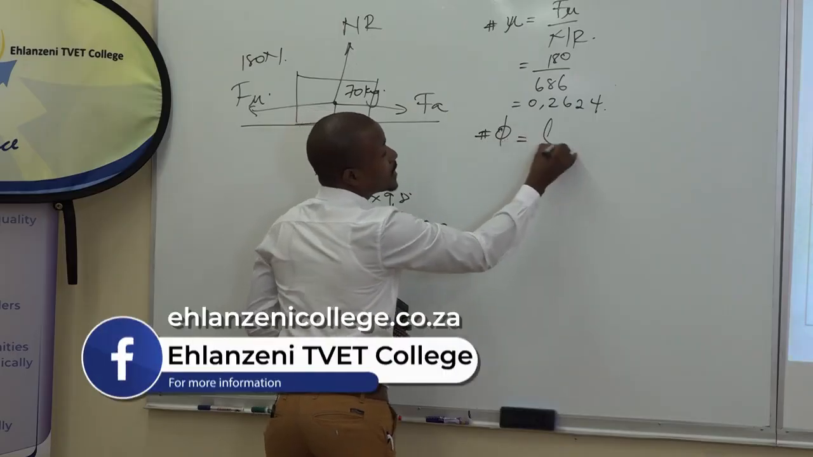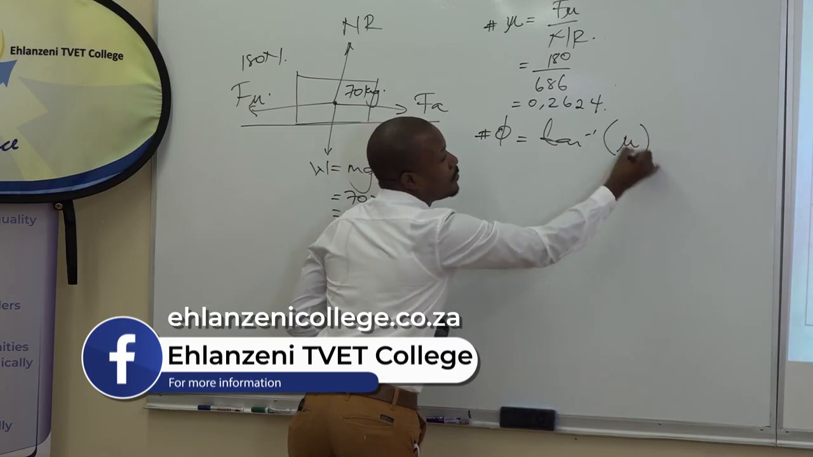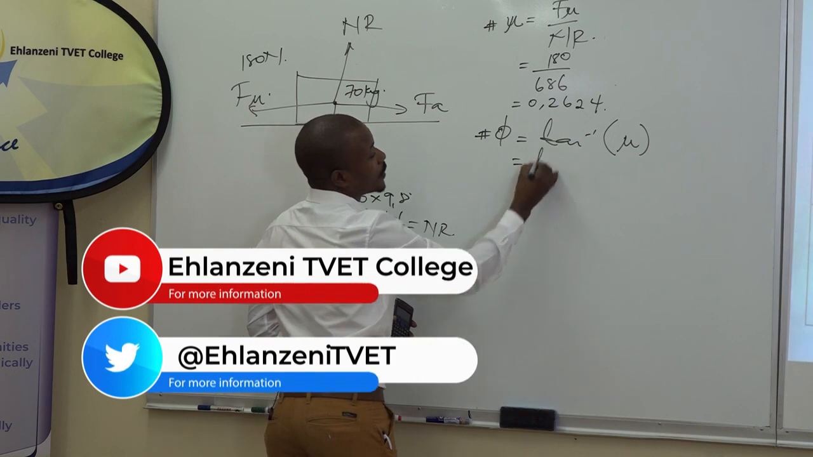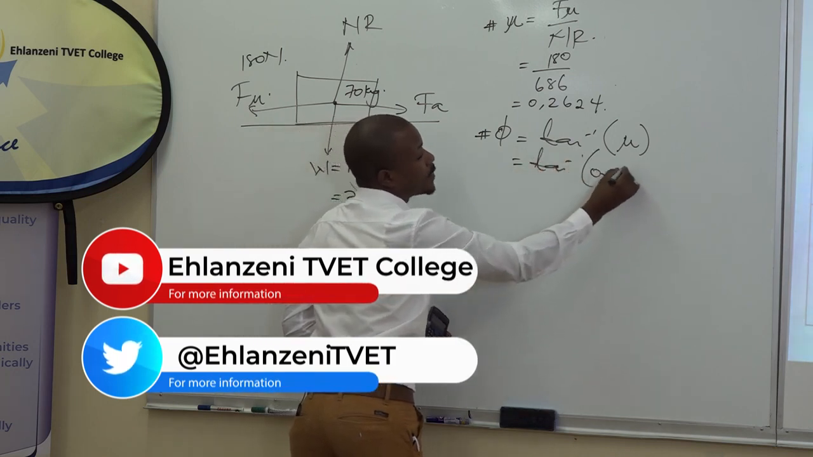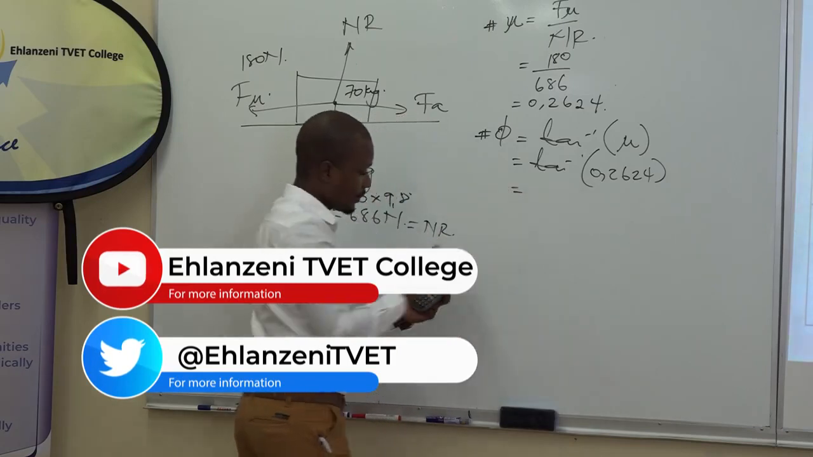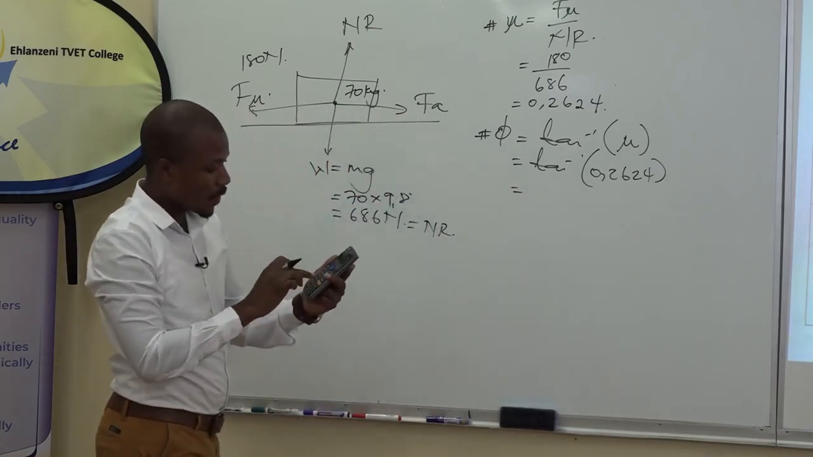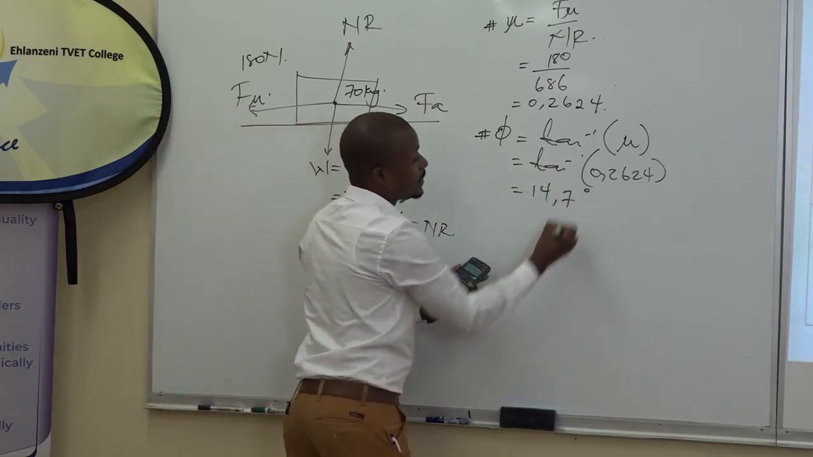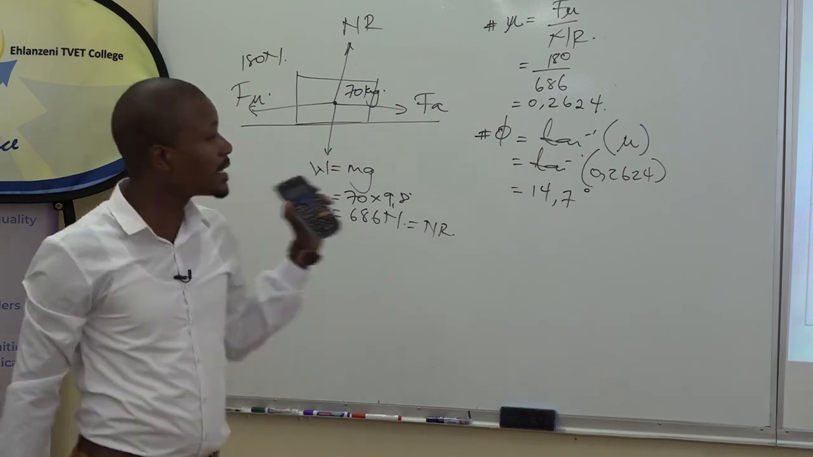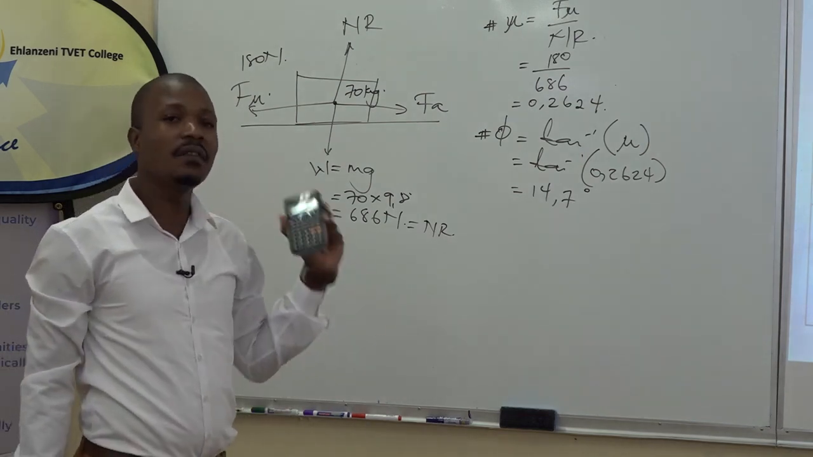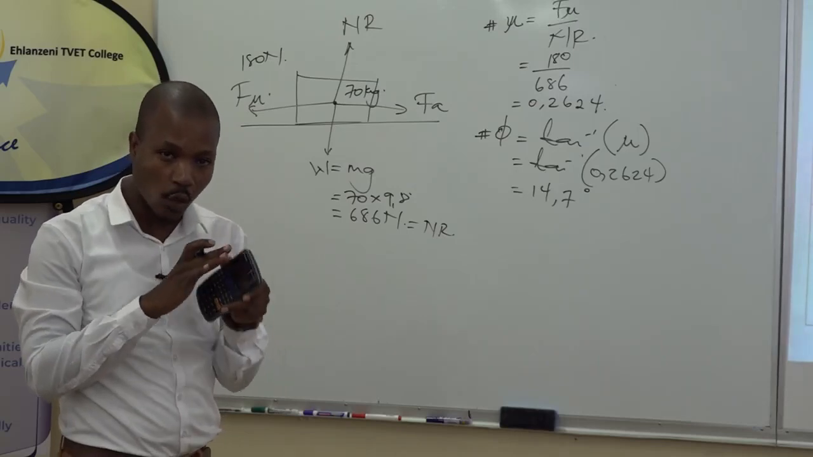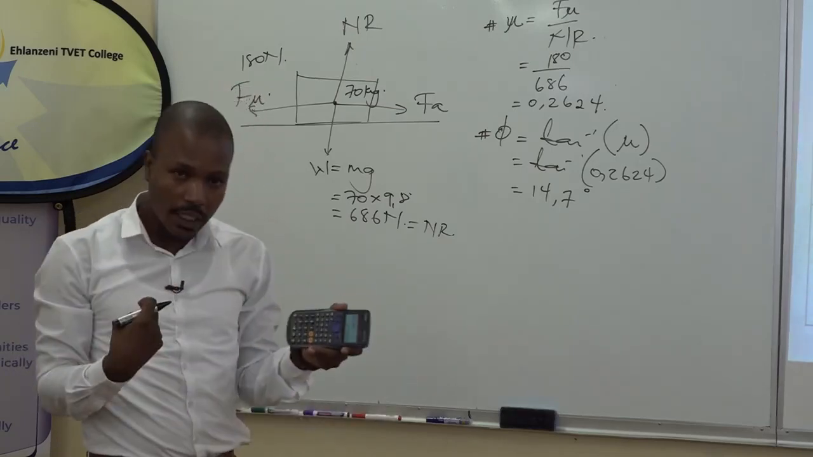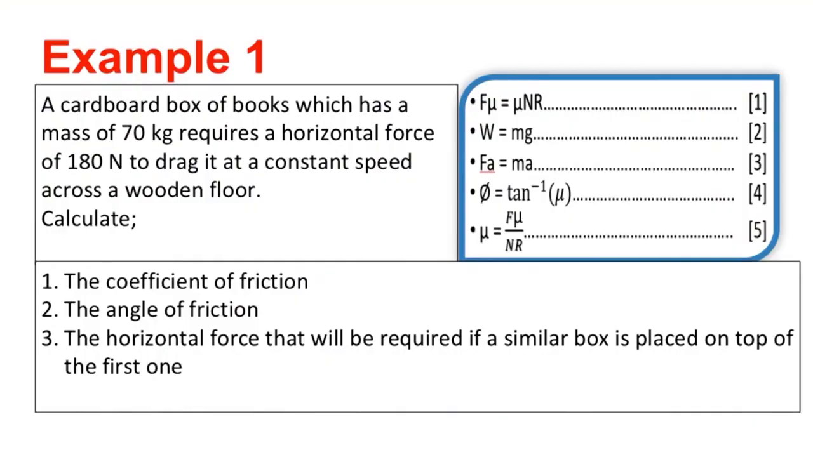Now, theta is equal to tan inverse of mu, or rather the coefficient of friction. We already have the coefficient of friction there, so we can substitute that value there. Tan inverse of that should give us 14.7 degrees. This is the angle of repose. This is the angle which is found between these two surfaces which are in contact with each other. When the movement takes place, friction goes in an opposite direction, then we find our angle of repose.